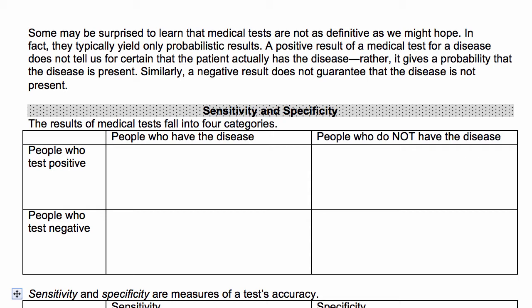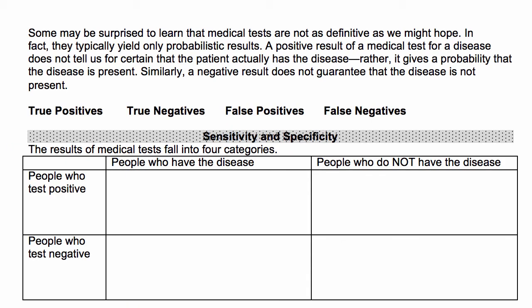A positive result on a medical test for a disease does not tell us for certain that the patient actually has the disease. Rather, it gives a probability that the disease is present. Similarly, a negative result does not guarantee that the disease is not present. The results of medical tests fall into 4 categories. There are true positives, true negatives, false positives, and false negatives.